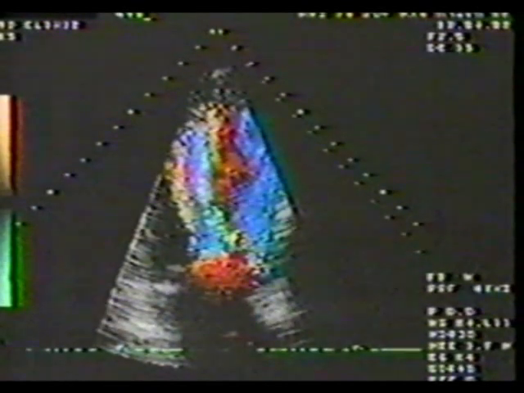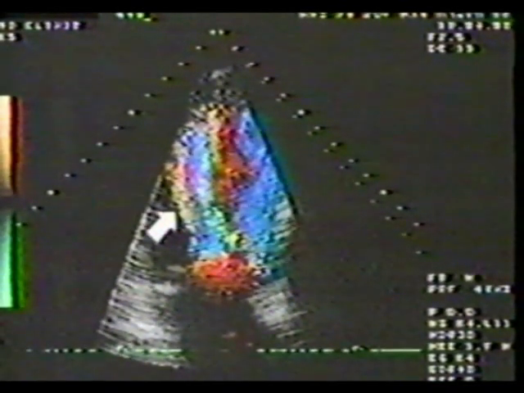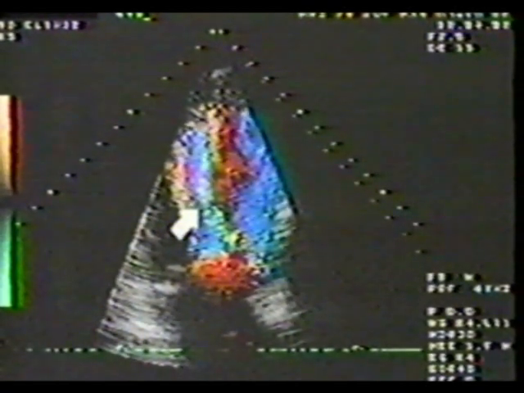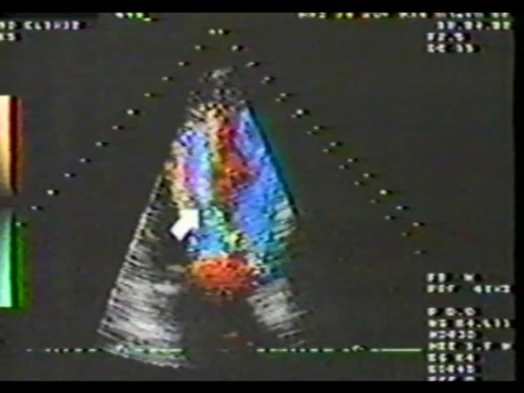Having discussed the use of 2D and Doppler in assessing patients with mitral stenosis, we will now demonstrate the utility of color flow imaging in this setting. This is an apical 4-chamber view from a patient with mitral stenosis. This is the jet that is characteristic of mitral stenosis. The blue center is due to color aliasing. It gives the jet its typical candle flame appearance.